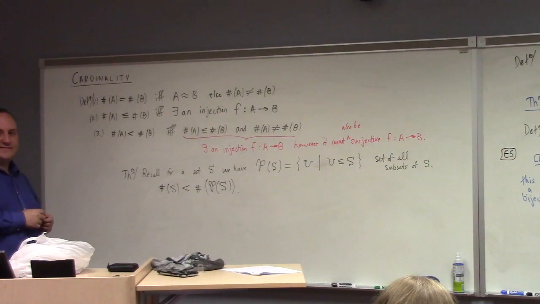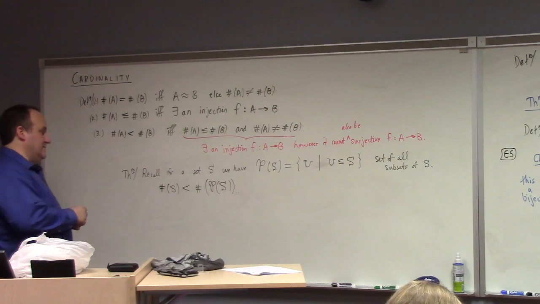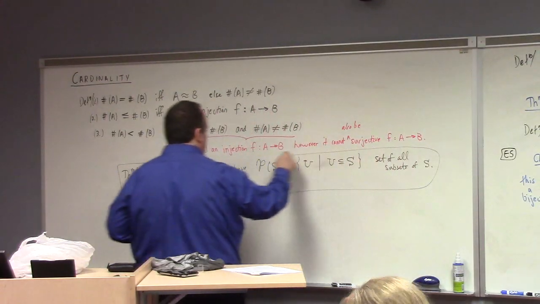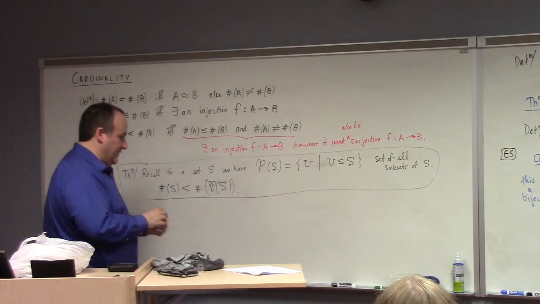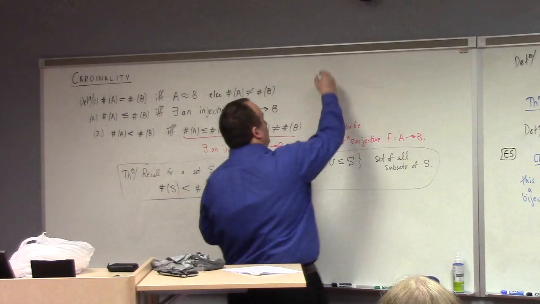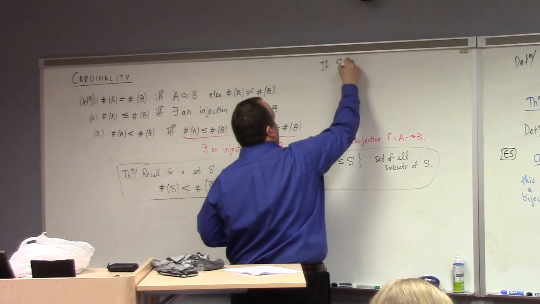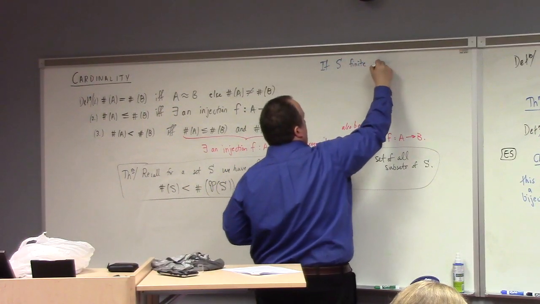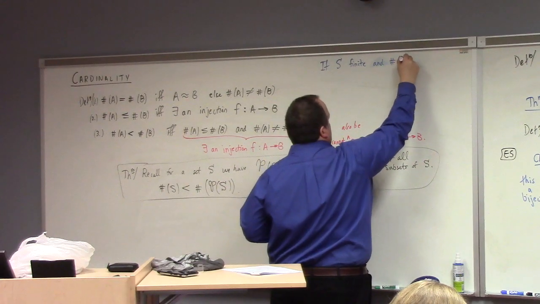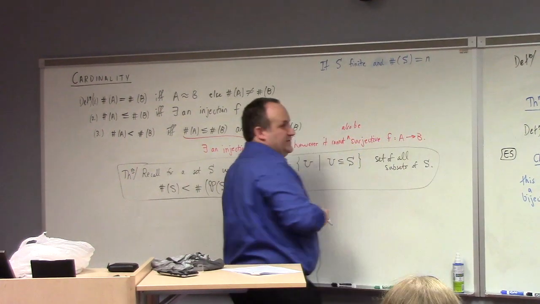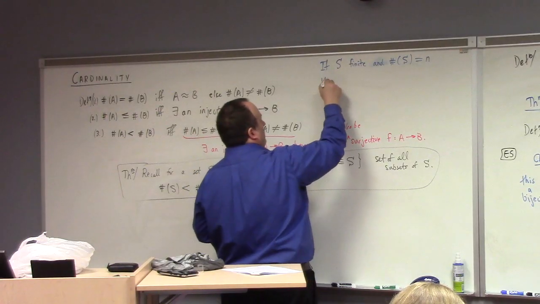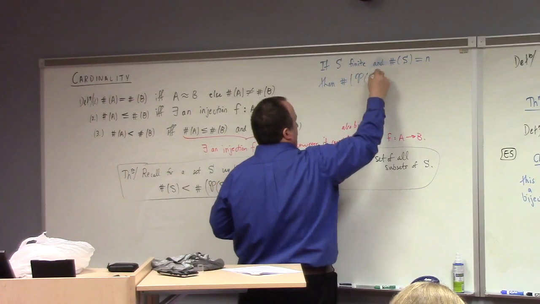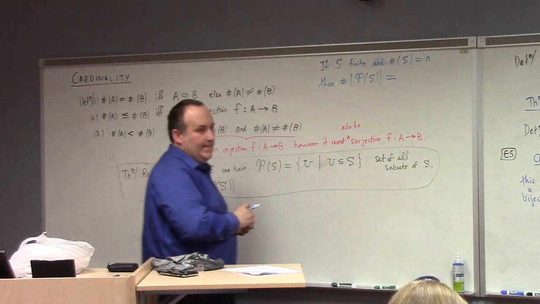This is obvious for finite sets, right? We looked at this explicitly for finite sets before. You guys remember how that went? What was the cardinality? Let me remind you: if S is finite and the number of things in S, which is the cardinality, is equal to n, then the cardinality of the power set of S was what? 2 to the n.